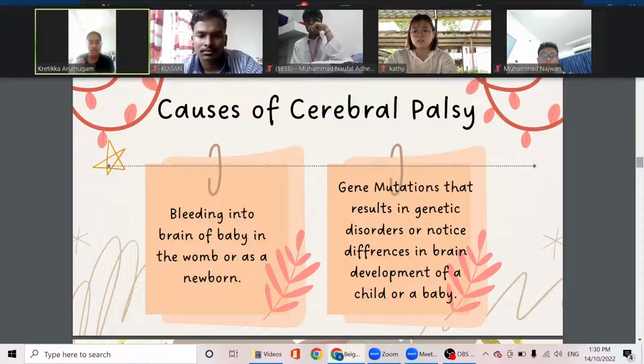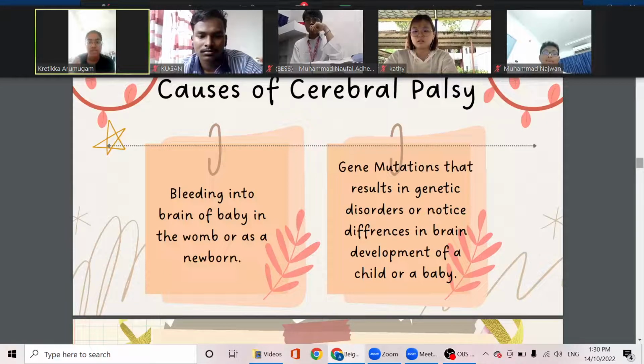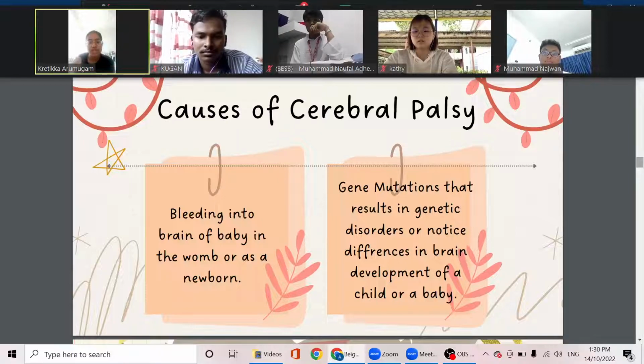The last cause is gene mutation resulting in genetic disorders, or noticeable differences in brain development of a child or a baby. Normally, cerebral palsy can also happen due to a genetic disorder, due to our genes. If our grandparents or great grandparents had this disorder, it will follow us also. The gene will continue, and it can also happen to be a genetic disorder. So these are the causes of cerebral palsy. That's all from me. Thank you.